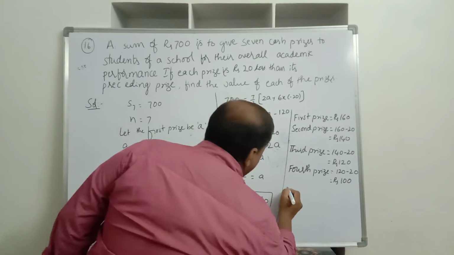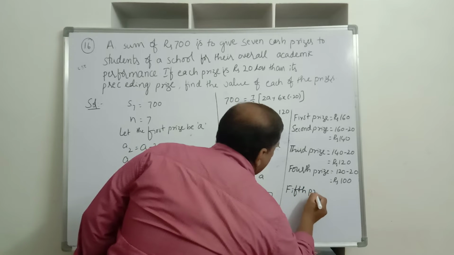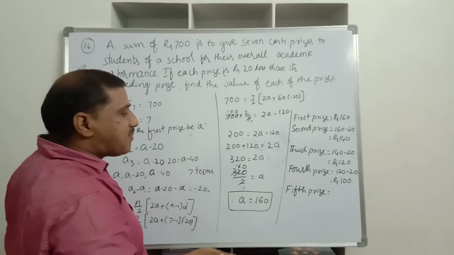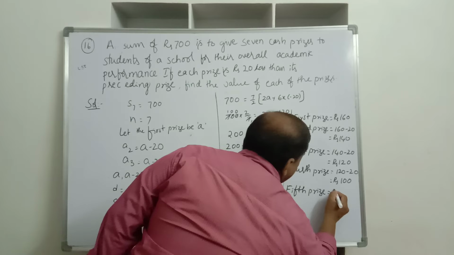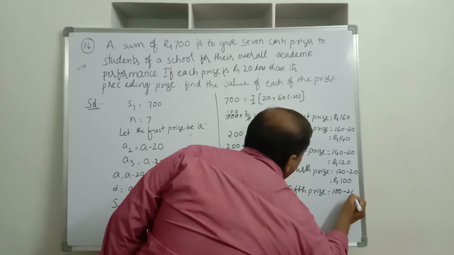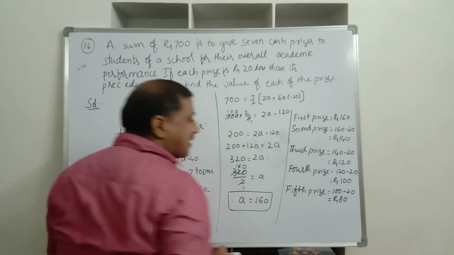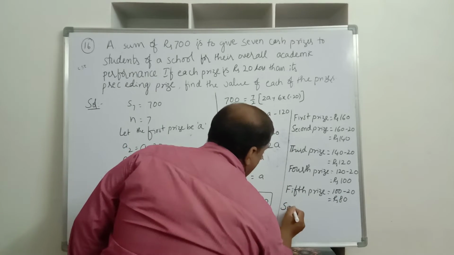Now the fifth price is equal to: again 20 rupees less than its preceding price. What is the preceding price of the fifth price? It is the fourth price, so 20 rupees less. 100 minus 20, what will we get? Rupees 80.